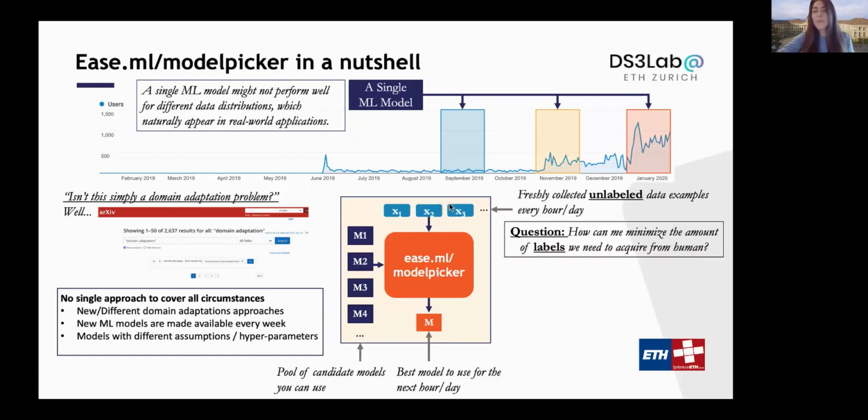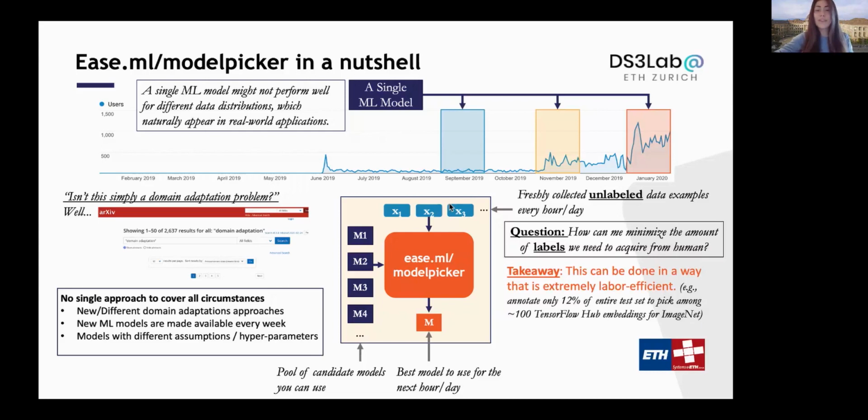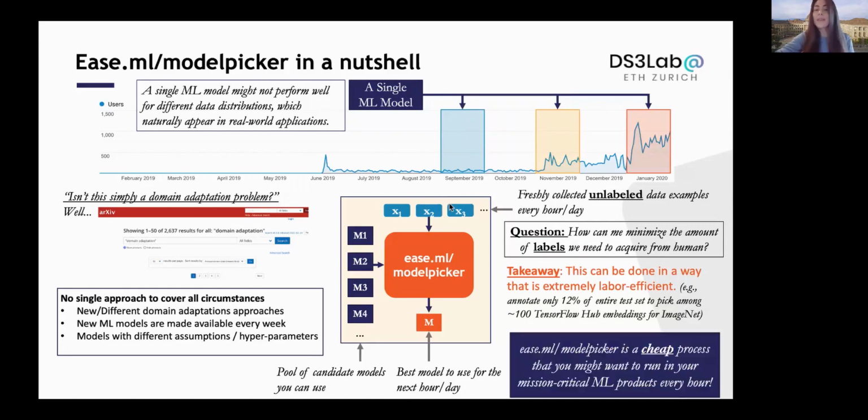So in this work, we answered that question and we show that this can be done in an extremely label efficient way. For instance, just to pick one best model on the ImageNet dataset, we only need to query the labels of 12% of the entire test set. So in the end, ModelPicker is a cheap and effective process that you might want to run on your ML products every hour.